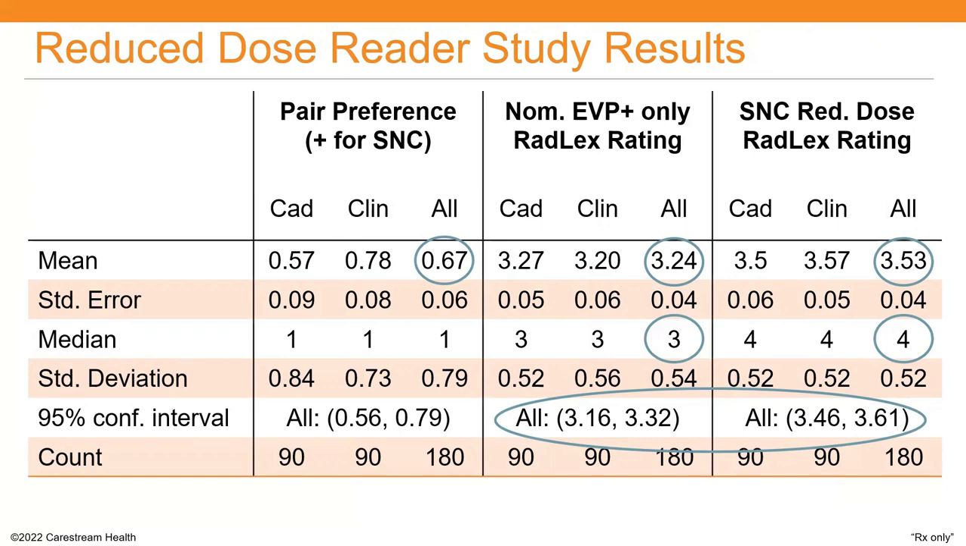The mean diagnostic quality rating for reduced dose images with SNC is 3.54, and is higher than the diagnostic quality of nominal dose images processed with EVP+. Differences in RADLEX ratings between the image types is not significant. The median diagnostic quality rating for reduced dose images with SNC was 4, indicating diagnostic quality of exemplary. The non-overlapping confidence intervals of the diagnostic quality ratings indicate that the reduced dose SNC images are significantly higher in quality than the nominal dose with EVP+ only.